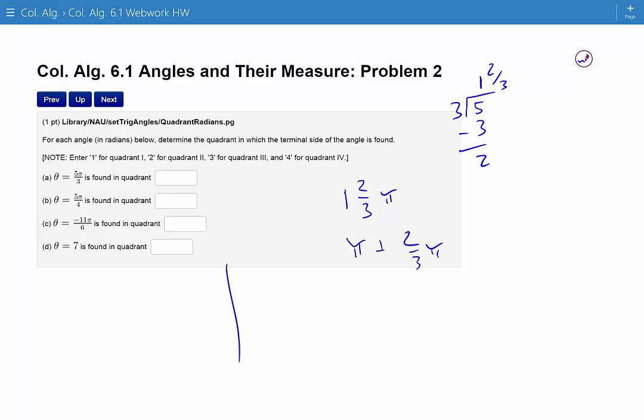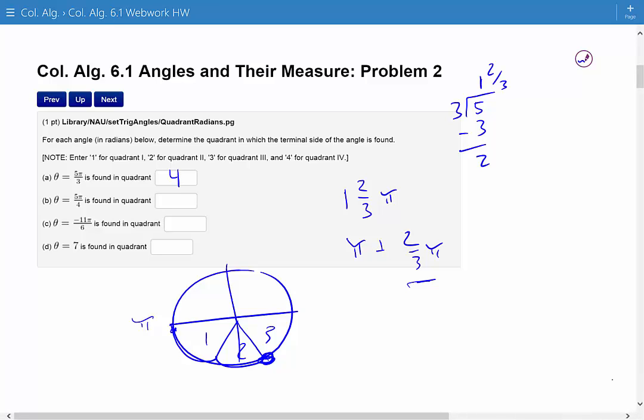I think that helps because when you're looking at the unit circle now, you know pi is here, so that means we're going around 1 pi, and then we have another 2/3 of a pi. Now 2/3 of a pi, as we know, is break this into 3 equal parts, 1, 2, 3. Now from this point, you're going 1, 2, so there's 2/3 of another full 180 or pi. So it takes you to right here. So we're looking at the fourth quadrant.